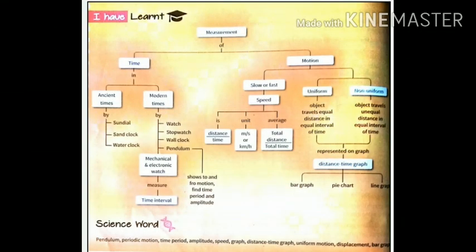Now your chapter is finished. This is the last video of the explanation of this chapter, Time and Motion. On the last page, I Have Learned, there is a flow chart of all the topics which I have covered in the explanation of this chapter.